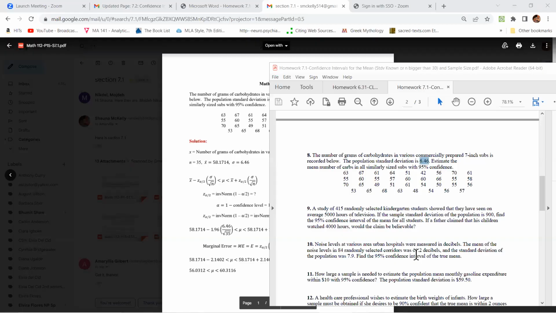So I have number 9. It says a study of 415 randomly selected kindergarten students showed that they have an average of 5,000 hours, wow, of television. They're in kindergarten. My goodness. N is 415, and they have a sample mean of 5,000 hours.